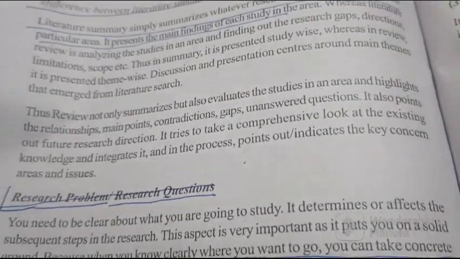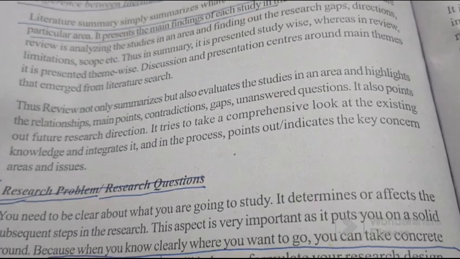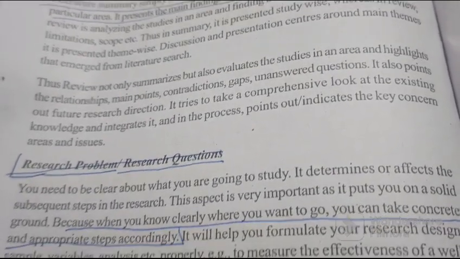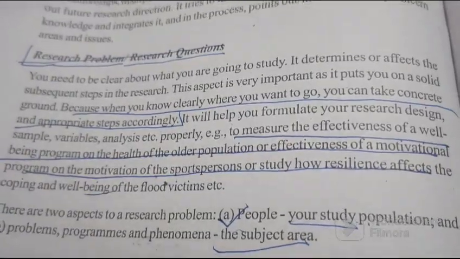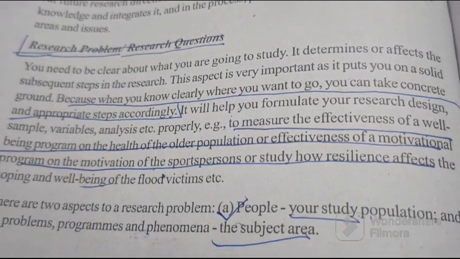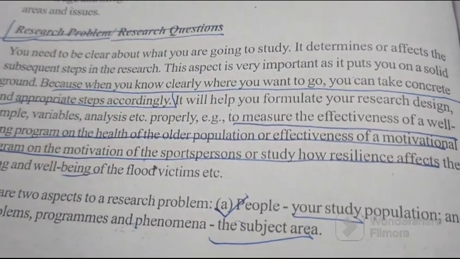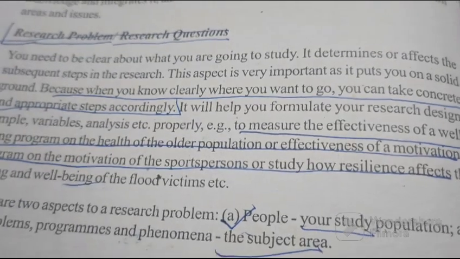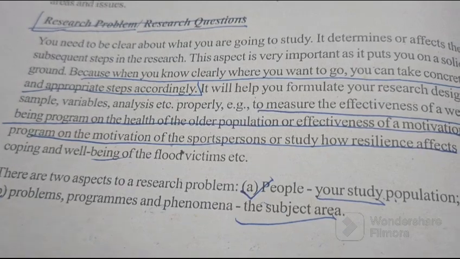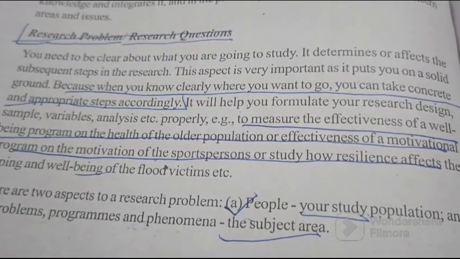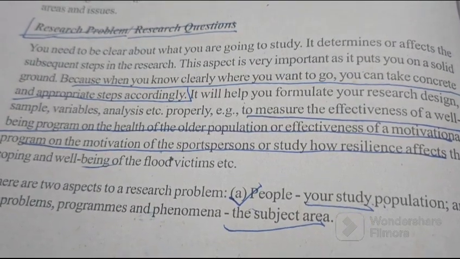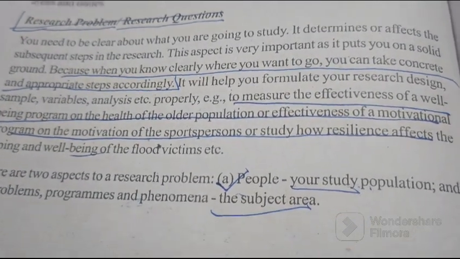So a review not only summarizes but also evaluates the study in an area and highlights the relationships, main points, contradictions, gaps and unanswered questions. Then what is the research problem or research question? See, ये determine करता है आपके आगे के steps के लिए. So this is the first step. Because when you know clearly where you want to go, you can take concrete and appropriate steps accordingly. कि आप actually क्या research करना चाहते हो, क्या find out करना चाहते हो, अगर वो आपको clearly पता है तो आगे के steps फिर accordingly लिए जा सकते हैं.